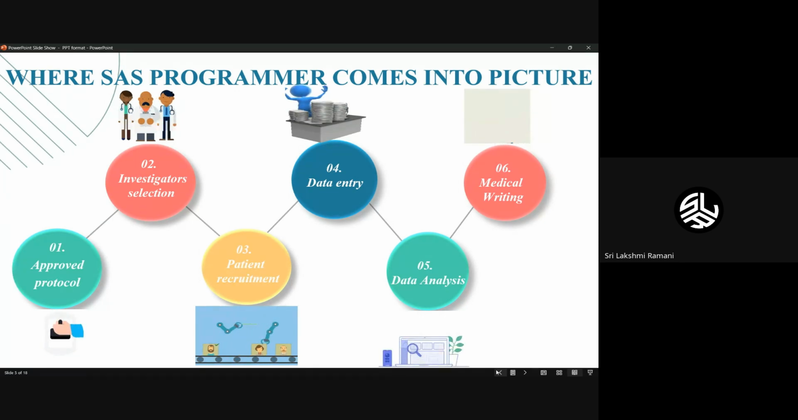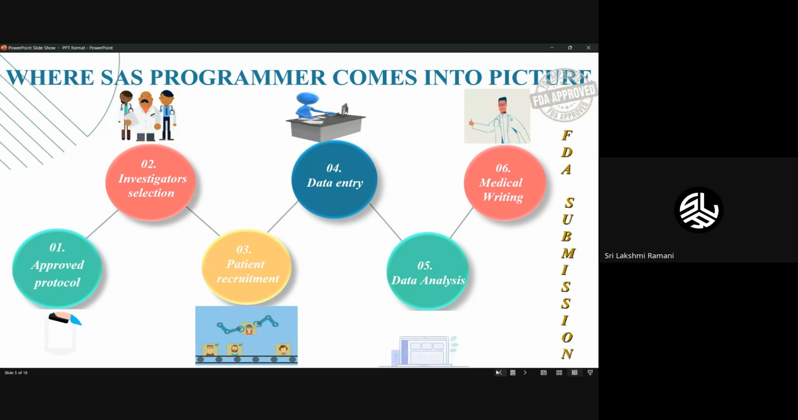Graphs are fine, but coming to the tables and listings, on seeing them, medical writing people will write a summary on it, and they'll submit it to the FDA. If the FDA people are convinced by our reports, and when they feel our drug, which is Bolo, is safe and more efficient than Dolo, then the US FDA will approve our drug so that we can release it into the market. I hope you got the complete picture.